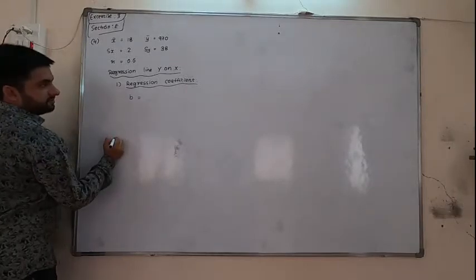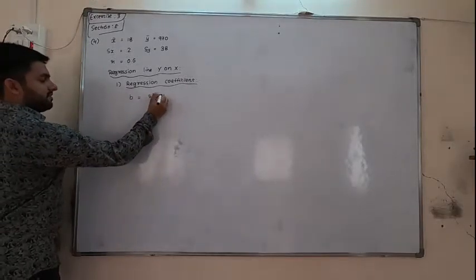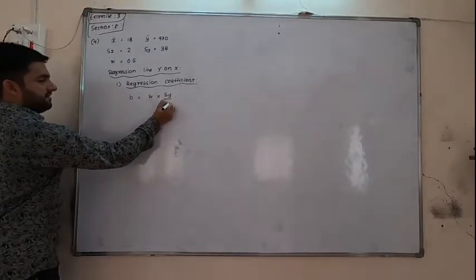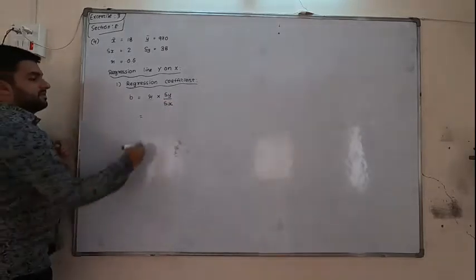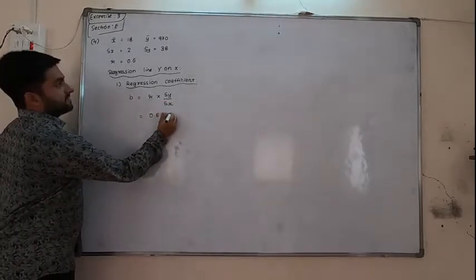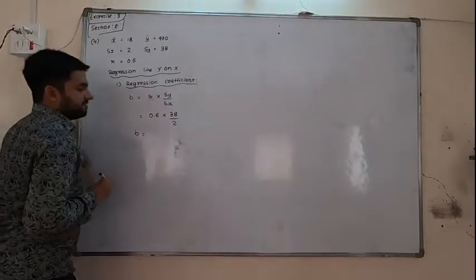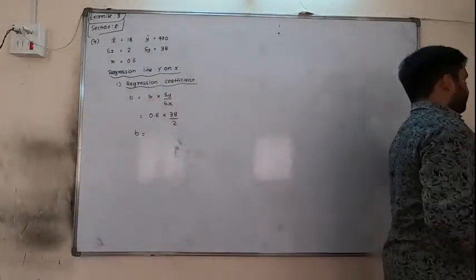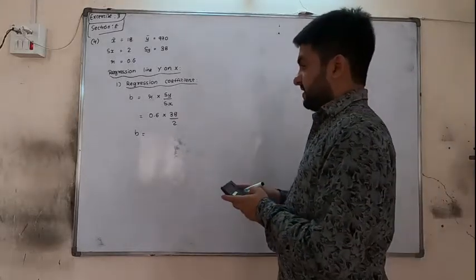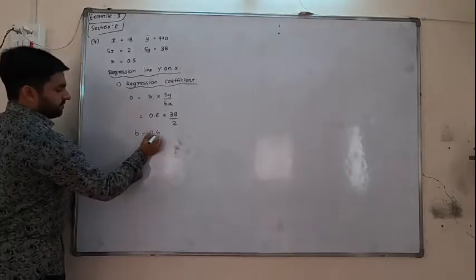b is equal to, again r is given, so r into sy by sx. r is 0.6, sy is 38 and sx is 2. So b is equal to 0.6 into 38 by 2, which is 11.4.